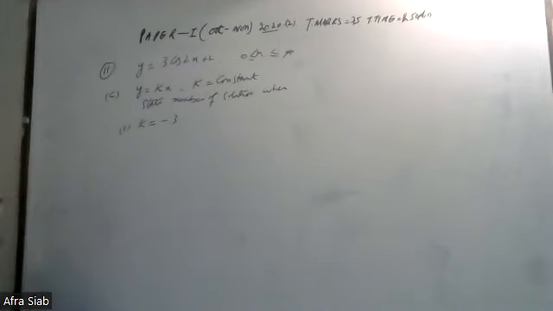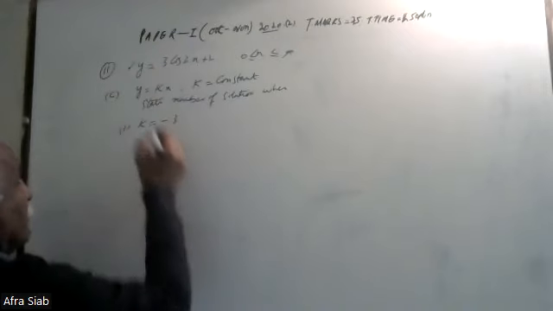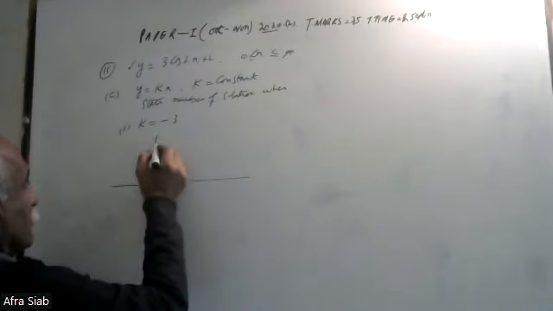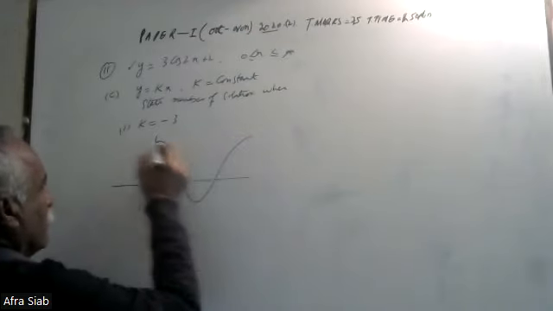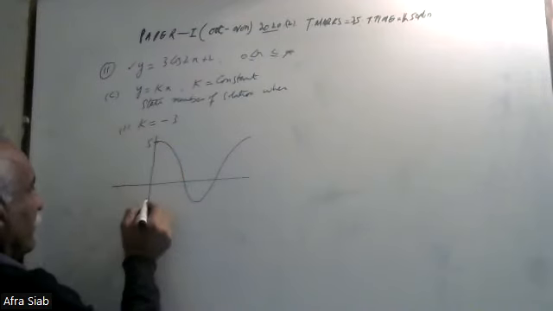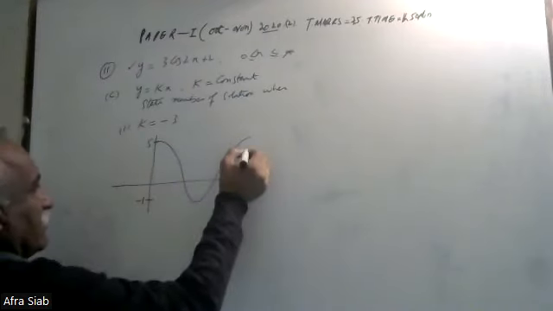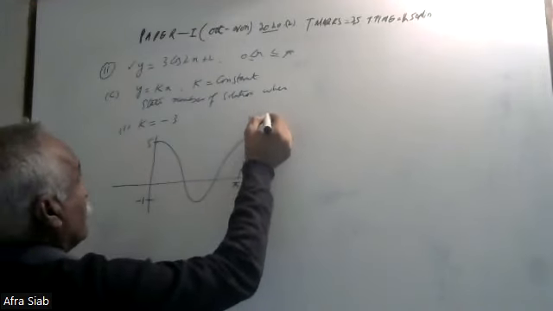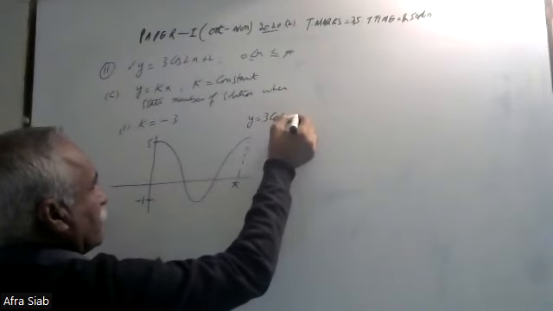When y is equal to kx and y is equal to 3 cos 2x plus 2 within the range of 0 to pi, state the number of solutions when k is equal to minus 3. So first we'll draw the graph of this. Y is equal to 3 cos of 2x plus 2. So that is equal to 5. This value is equal to minus 1 and this value is equal to 5, and it is y is equal to 3 cos of 2x plus 2.